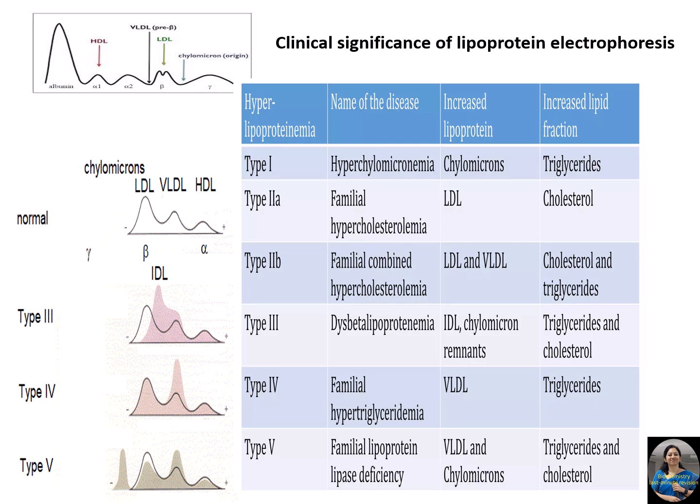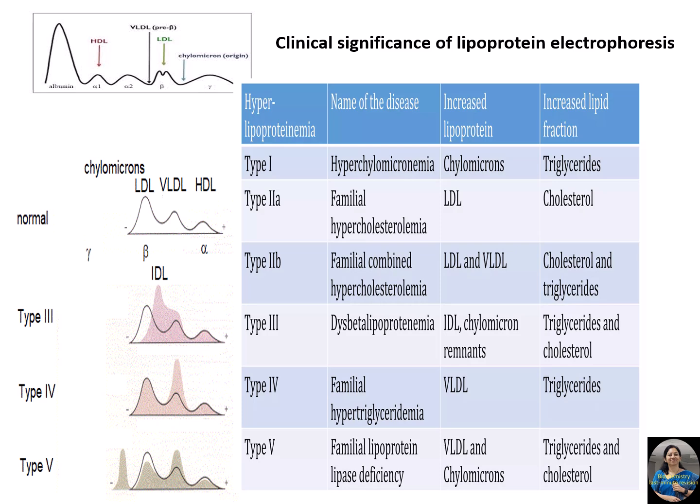Now, lipoproteins can also be separated using electrophoresis. This is the characteristic electrophoretogram where a combined electrophoretogram of lipoprotein and albumin is represented in this image. Here, the chylomicrons, which are heavy molecular weight substances, have the representation at the gamma region. LDL is represented at the beta region. Pre-beta is represented by VLDL, and HDL represents the alpha 1 region.